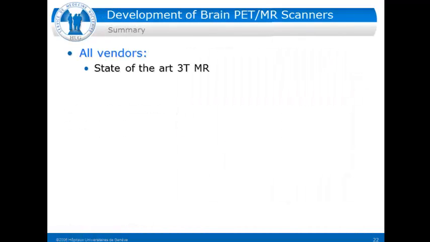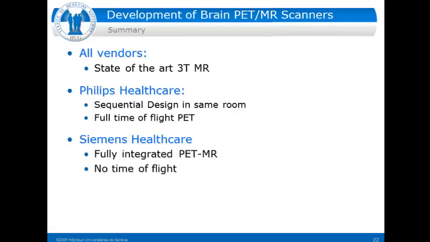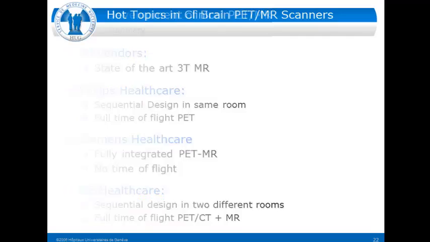So in summary, all vendors at this time use state-of-the-art 3 Tesla MR scanners. The one from Philips has a sequential design in the same room, which allows for full time-of-flight PET acquisitions. Siemens Healthcare is at this time the only one which has a fully integrated PET-MR, but without the possibility of doing time of flight. And finally, GE Healthcare at this time has a sequential design in 2 different rooms, which permit full time-of-flight PET-CT and MR, but finally there are 2 strictly distinct systems.